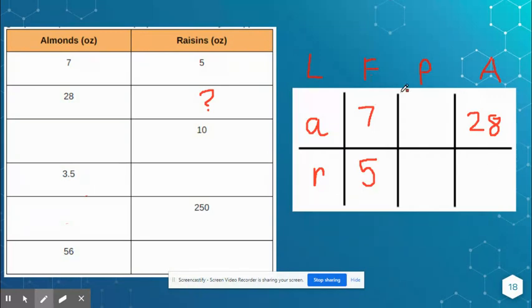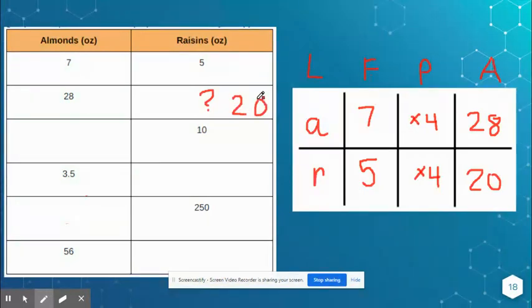So what we do is we say, what is the process to get from 7 to 28? Okay, times 4. And whatever I do to the top, I have to do to the bottom. So what is 5 times 4? 20. And now we know we have 20 raisins.